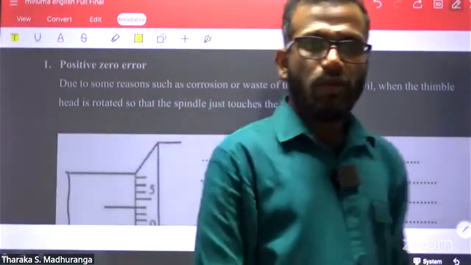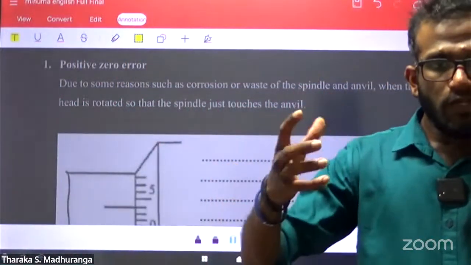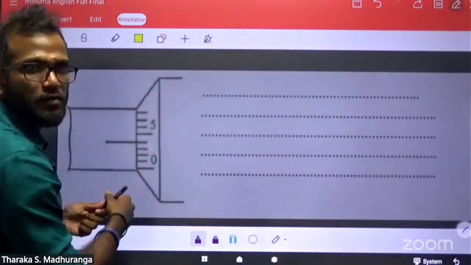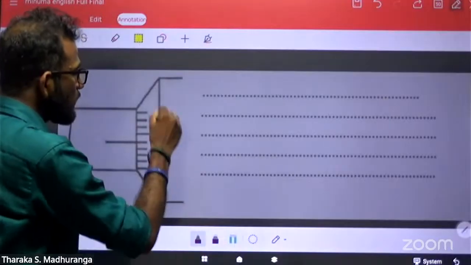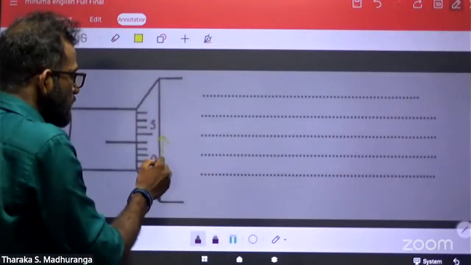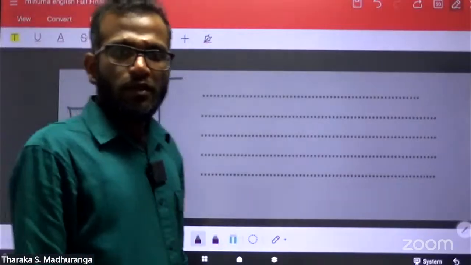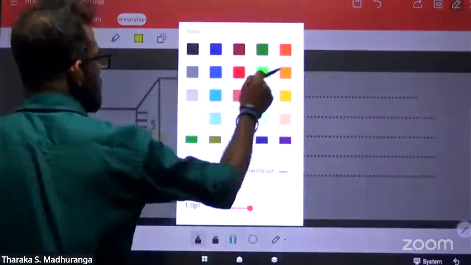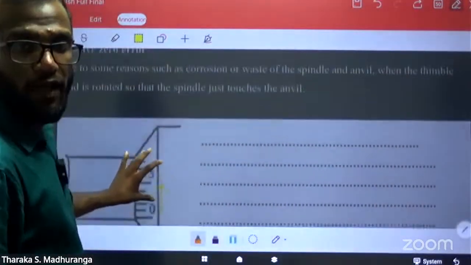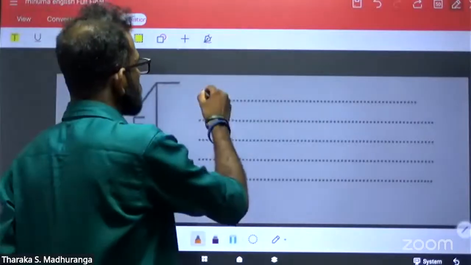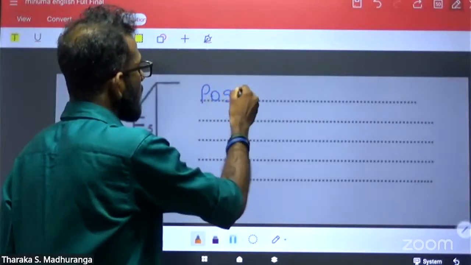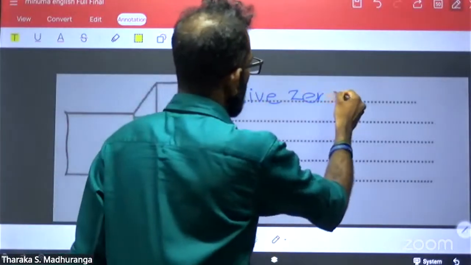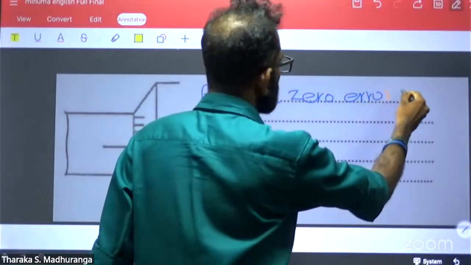The positive zero error, as you already know: the circular scale is stopping before it comes to the zero. See, the zero is there, but it stops before coming to the zero. Then how do we get this positive zero error value?